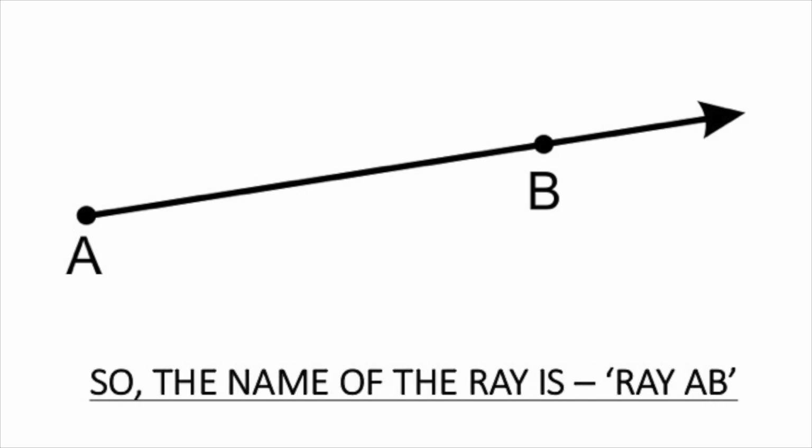So the name of the ray is ray AB. Why is it AB? Because the points are A, B. But remember, not line AB. That's the line segment. This is ray AB. So make sure when we're doing our exercise for rays, not line AB, ray AB. Excellent, guys.